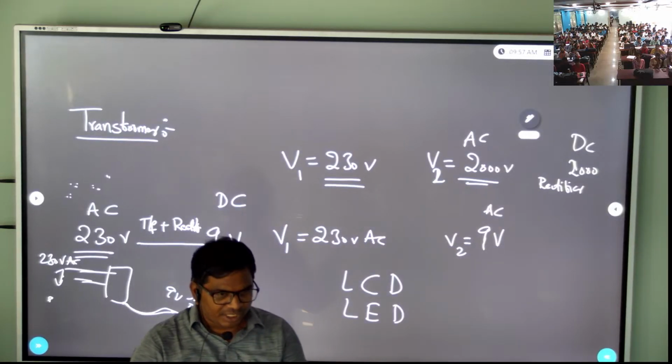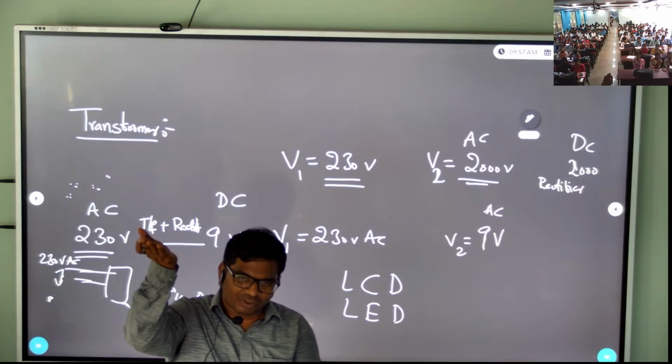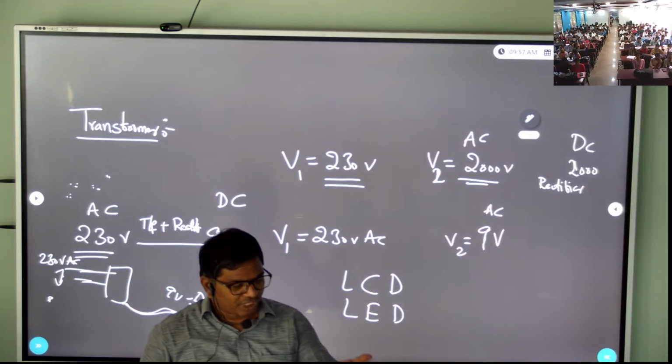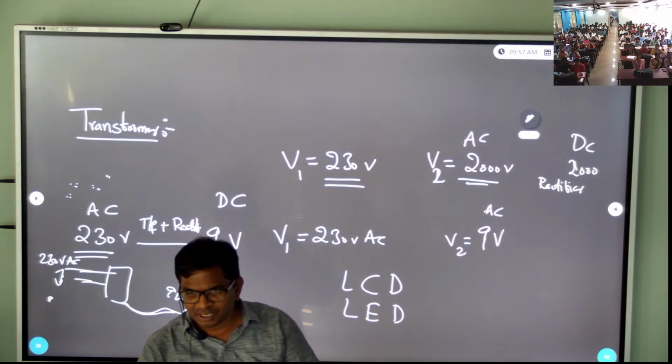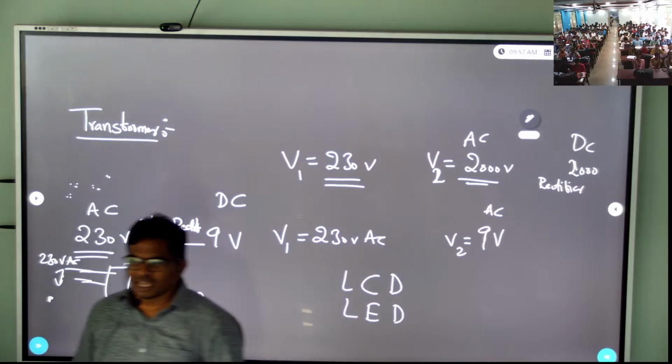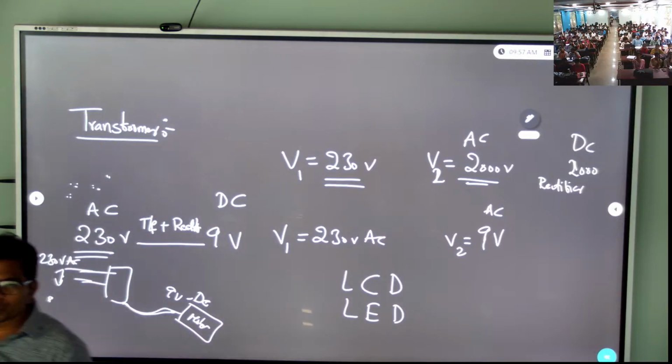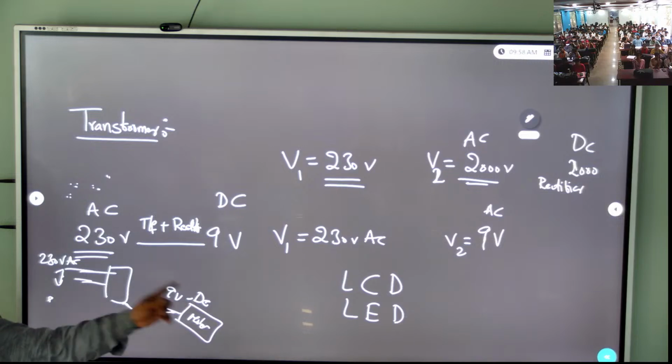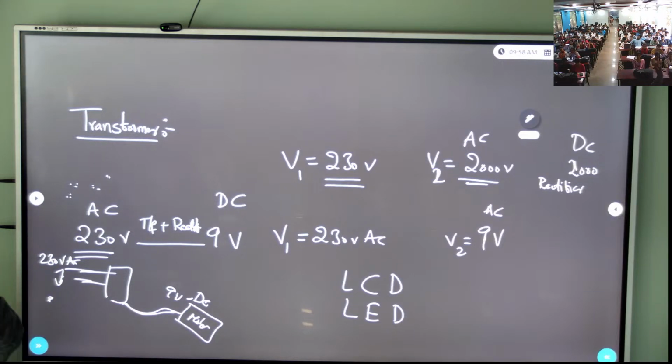230 volts is leveling up to 2000 voltage. 230 volts is leveling down to 9 voltage. That is the function of the transformer. Input voltage is 230 only. What will the output do? I have shown two types. In your TV, in your household, the voltage level increases. Why? Because this display requires more voltage. 230 voltage is not enough. It requires more voltage.